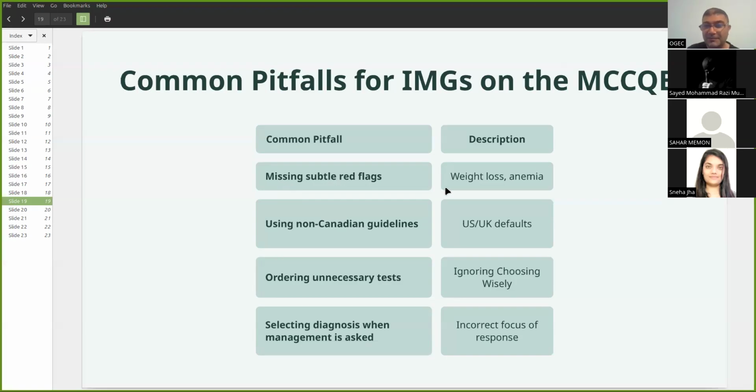For example, if the patient has weight loss and anemia and we do not notice it in the question stem, then we may go in another direction. We will not have the proper diagnosis and differential diagnosis. So when we do not have the proper diagnosis, then our next step will be wrong. We will not choose the correct answer from the options.